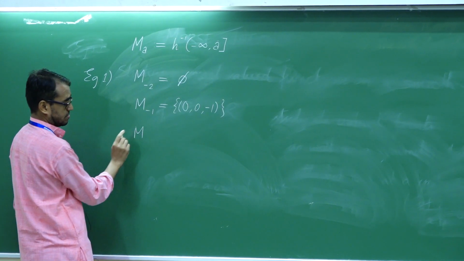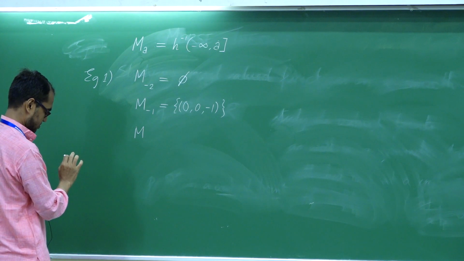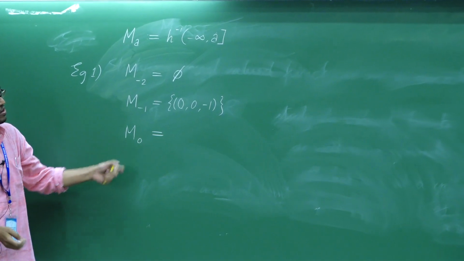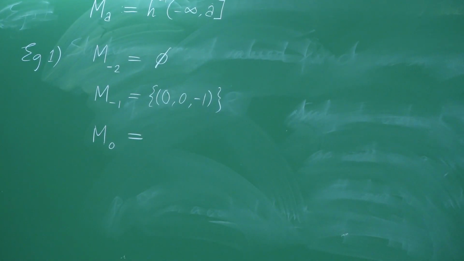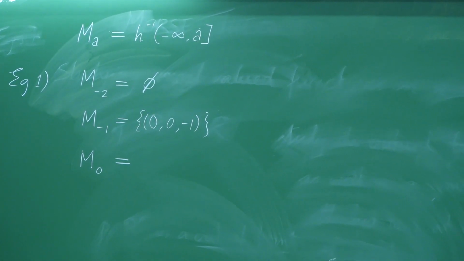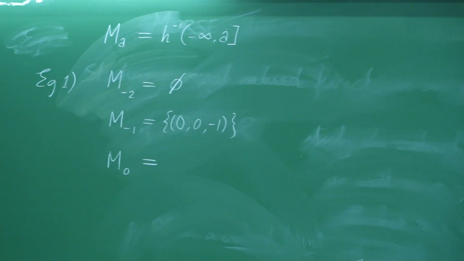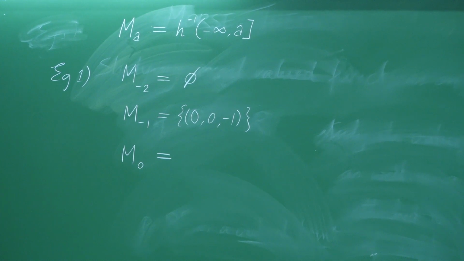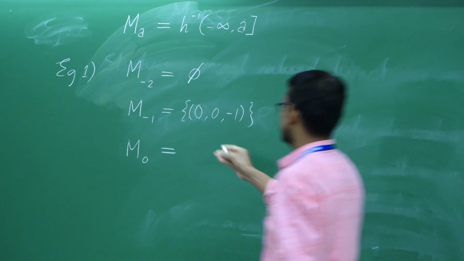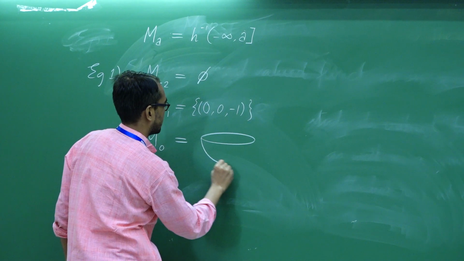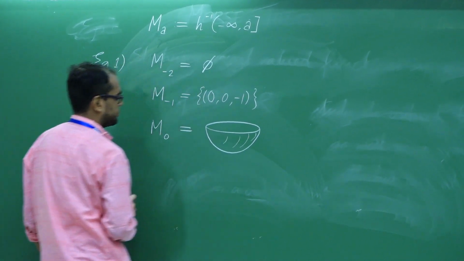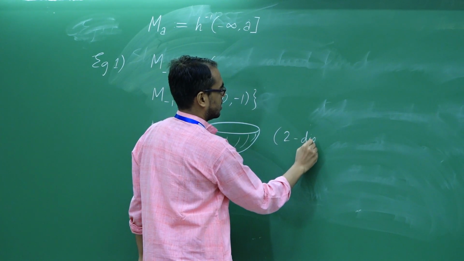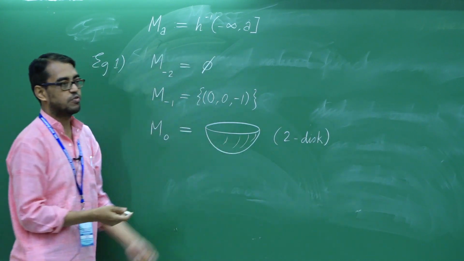Well, if I choose M0, what is M0? This is everything from minus infinity up to 0. Again, it's unfortunate, it's not this picture. Everything from minus infinity up to 0, which is the lower hemisphere. So this is just this thing. In fact, all of you know that this is basically a 2-disk. It's a closed disk. It's homeomorphic to a closed disk.